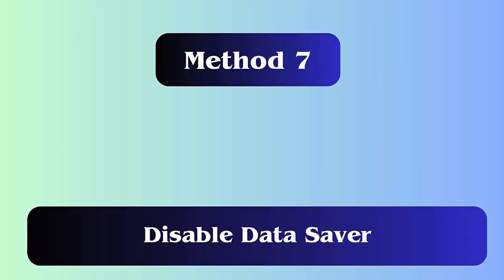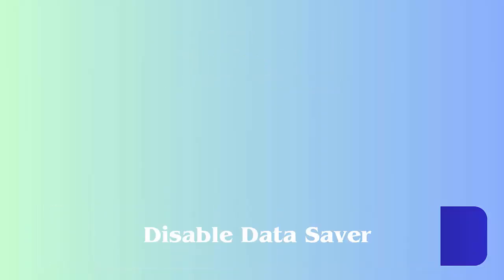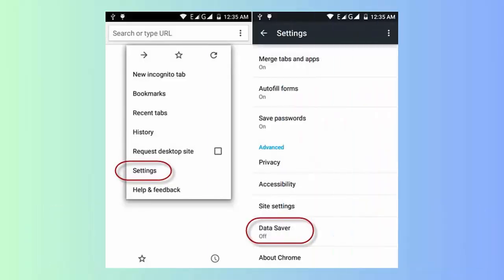Method 7. Disable data saver. First, open settings on your Android phone. Now, open network and internet settings. Finally, click on the data saver option if it is enabled.